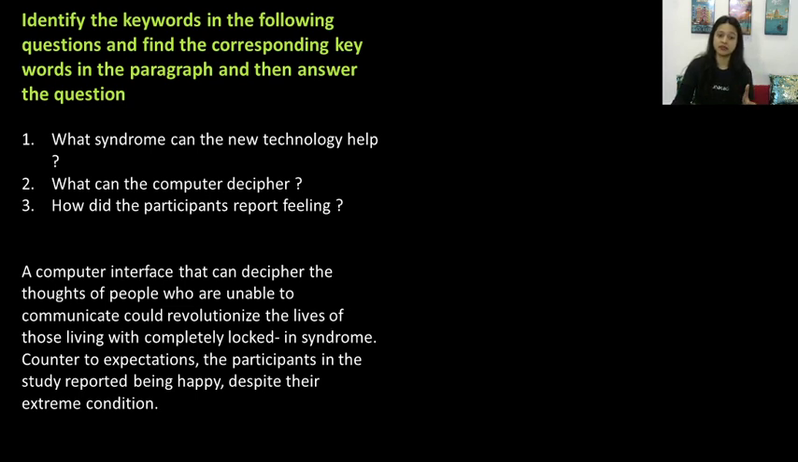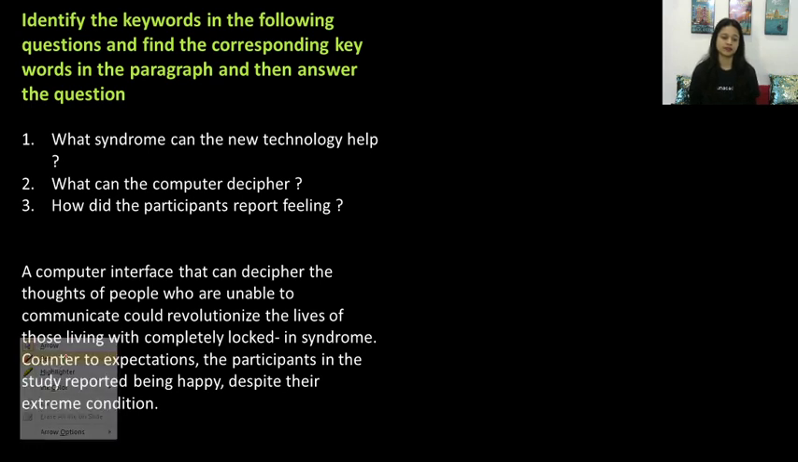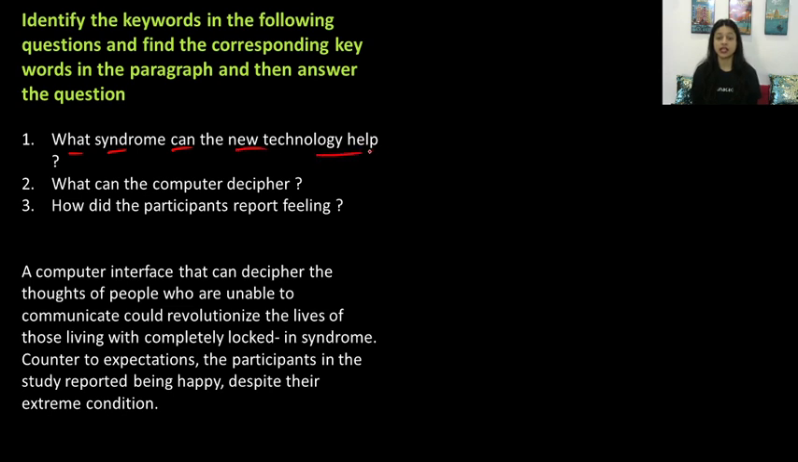Now, this is an example here. Look at this question. What syndrome can the new technology help? What is your keyword here? That means important word. Syndrome. When you find the same word or a synonym of this word in the passage, your answer will be near it. So I quickly read the passage and I'm like, okay, this is syndrome.